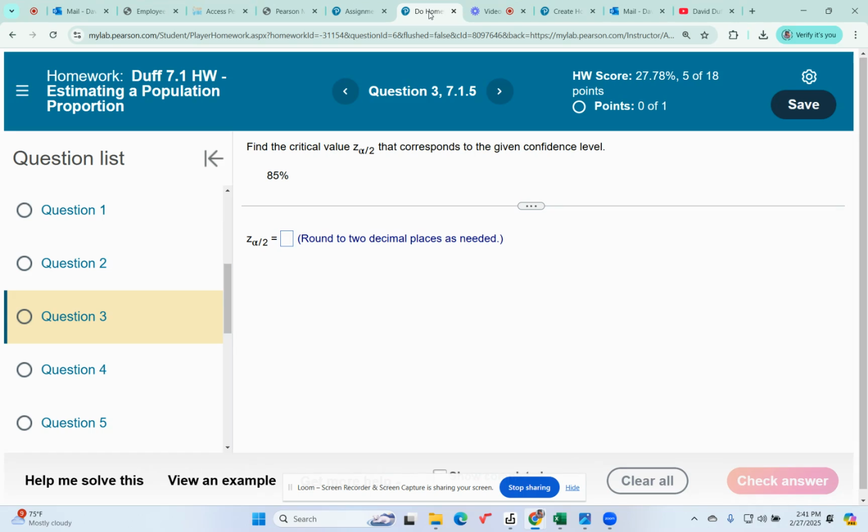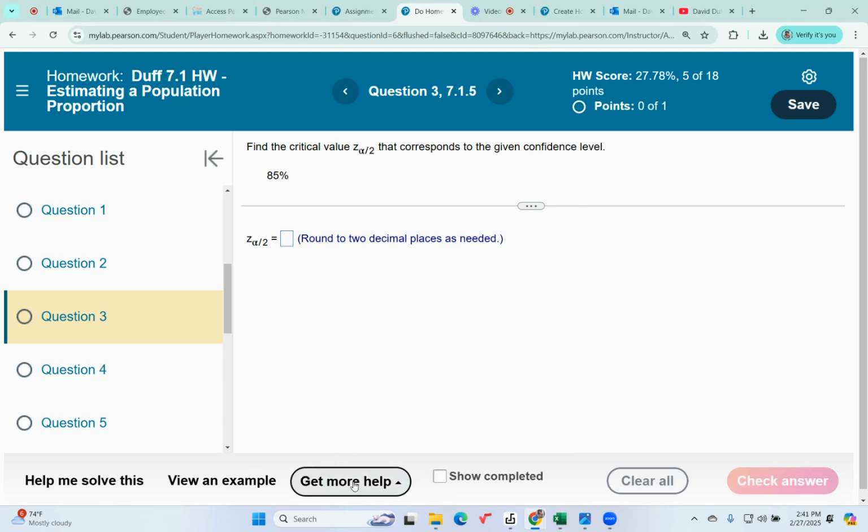All right, so what does this mean? This means that we're separating the middle 85% from the outside 15%. But since we're talking about the outside 15%, we're talking about half of that in one tail and half of that in another tail. So that's where this z alpha divided by 2 comes from. Now, the good news is when you do it in StatCrunch, you really don't even have to do these computations. And I'll show you what I mean.